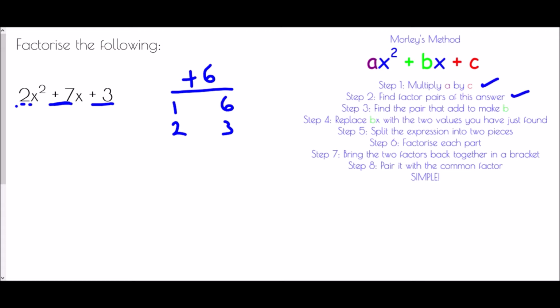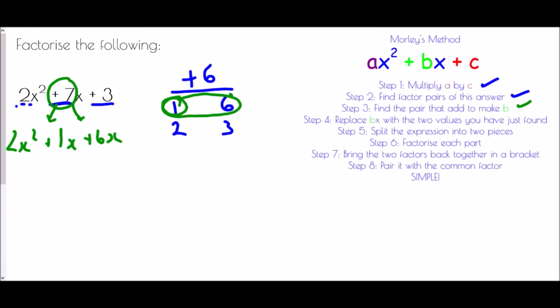Step 3 is to find the pair that add to make b, and so we're looking for the factor pair which will add to make positive 7. In this case that will be our top pair, 1 and 6. In step 4 it asks us to replace bx with the two values you've just found. What that means is this 7x that we were dealing with, I'm going to split it into two pieces: plus 1x from the 1 and plus 6x from the 6, and I'll then have plus 3 at the end.